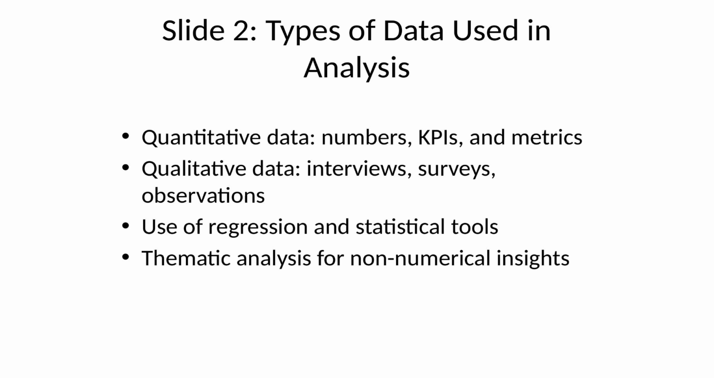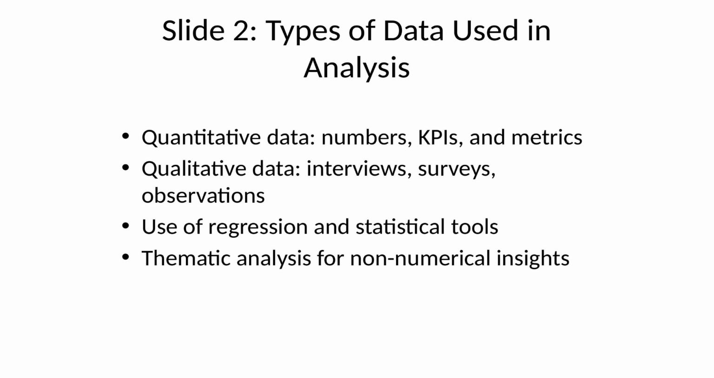A well-rounded operations analysis involves both quantitative and qualitative data. Quantitative data includes measurable items like sales figures, efficiency metrics, and cost ratios, ideal for trend analysis and regression models. Regression analysis helps reveal correlations, such as between employee training hours and error rates.